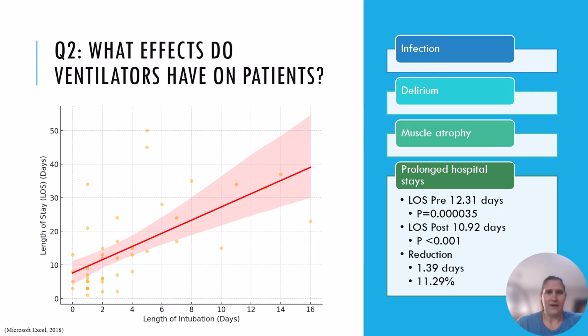The scatter plot illustrates the positive relationship between the length of intubation and length of stay. Each point represents an individual patient, and the red regression line indicates the overall trend, demonstrating that as the length of intubation increases, so does the length of stay. This relationship was statistically significant, as Spearman's rho was 0.667 and p was less than 0.001, suggesting that efforts to minimize the duration of intubation may have resulted in reduced time in the hospital.